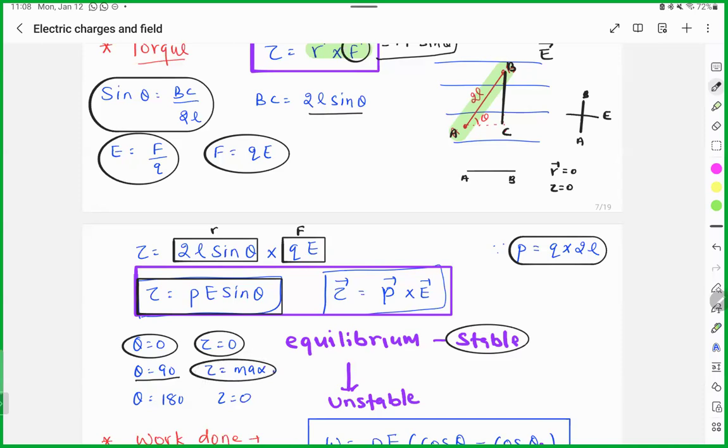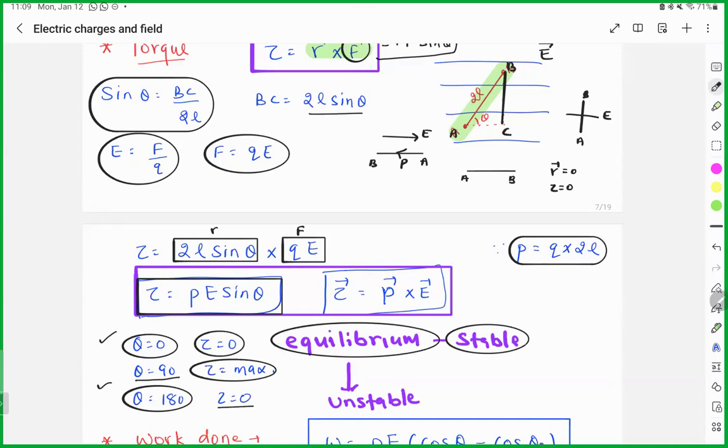And if you take angle 180 degrees, like the electric field direction is this, and this is AB, the dipole moment direction is opposite. Both are opposite to each other, so the angle will be 180 between. Remember what we are considering: the direction of the dipole moment and electric field. It will be 180 degrees, and sine 180 is also zero. So at 0 degrees and 180 degrees, in both situations you have equilibrium because net value is zero.